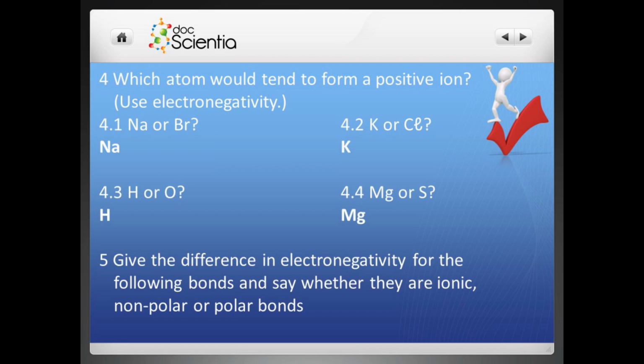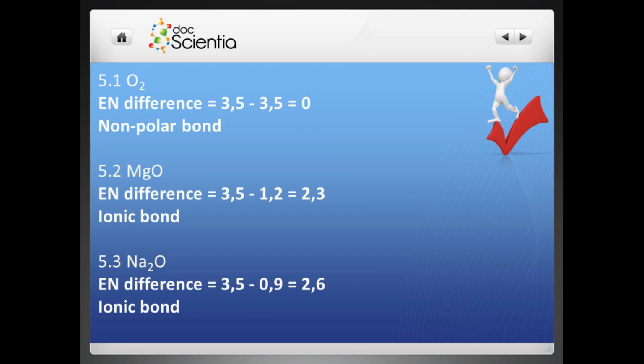Then the last question says, give the difference in electronegativity for the following bonds and say whether they are ionic, non-polar, or polar. 5.1, oxygen, O2. Its difference in electronegativity would be 3.5 minus 3.5, which is equal to 0. So it's a non-polar covalent bond, but even more importantly, it's a pure covalent bond, like all the diatomic molecules.